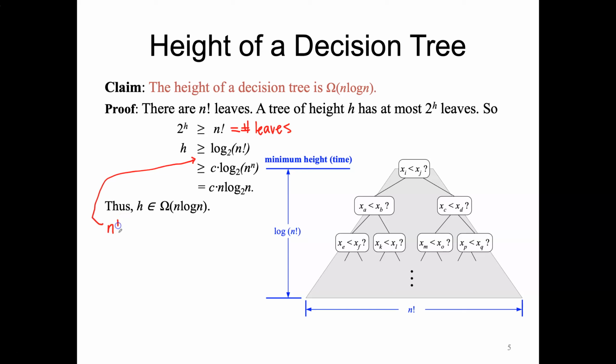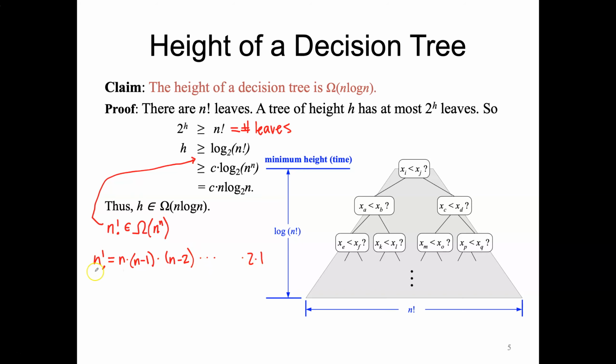I used that n factorial is big omega of n to the nth power, meaning it's greater than or equal to, up to some constant coefficient which we drop later, n to the nth power. And we can show this because n factorial is equal to n times n-1 times n-2, all the way down to 2 times 1.